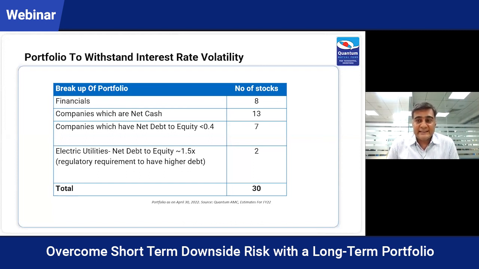13 companies are net cash companies. They don't have any debt. And companies with very minimal debt, less than 0.4 debt to equity, are 7. Only 2 companies that we own have a higher net debt to equity of 1.5 times. And both of them are electric utilities where increased costs are a pass-through. So our portfolio is quite well protected from this higher interest rate and higher inflation environment from a stress test perspective and earnings defense perspective.